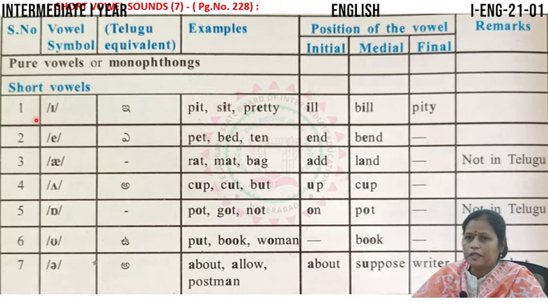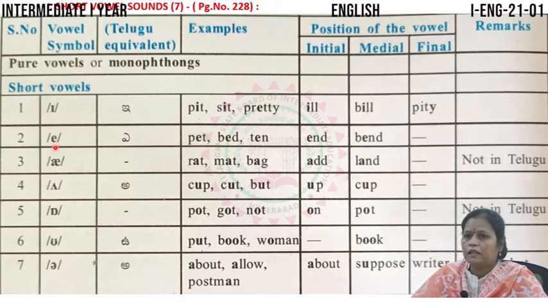Let us see the first sound. This is E, as our I letter, but here it gives us the sound E. In Telugu it is E. Let us see, this is PIT, pronounced as pit. You can observe this sound. Pit, sit, and pretty. Next this one. In the initial it is ill, E. Bill, E. Pity, last, E.